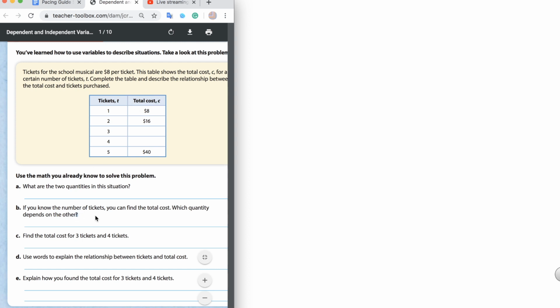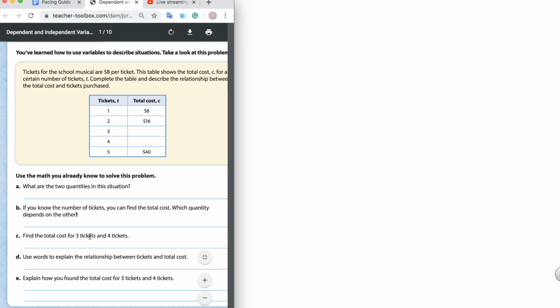If you know the number of tickets, you can find the total cost. So if I know one ticket, I can know that it's $8. Which quantity depends on the other? So do the tickets depend on the total cost, or does the total cost depend on the tickets? And for this one, the number of tickets depends on the total cost. Because if it's one ticket, the cost is 8. If it's 5 tickets, the cost is 40.